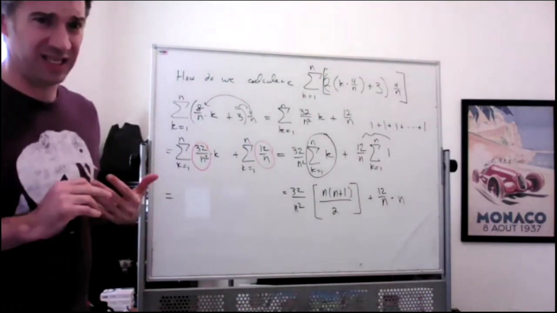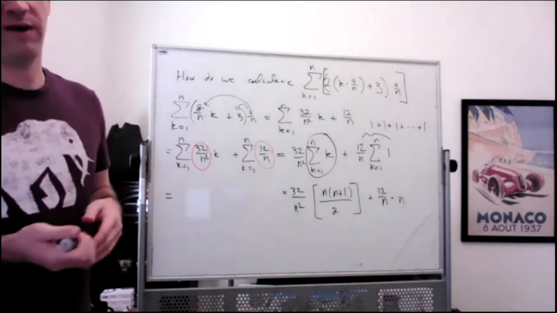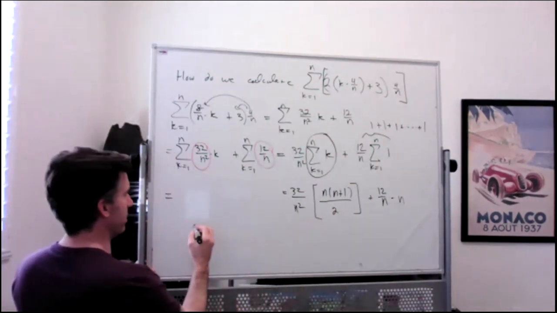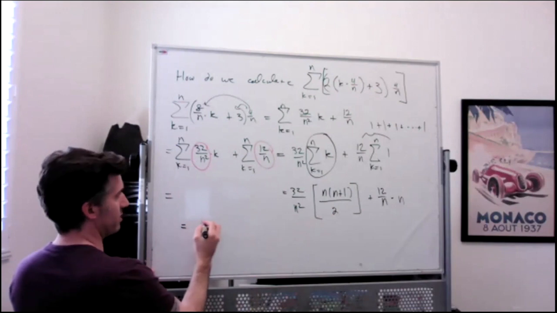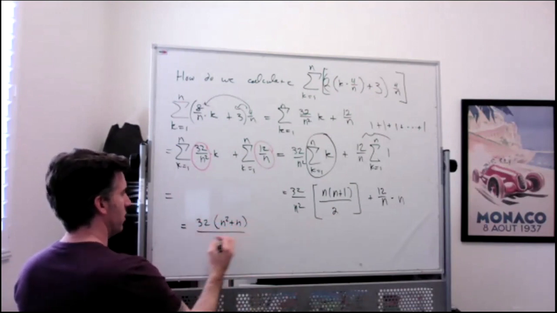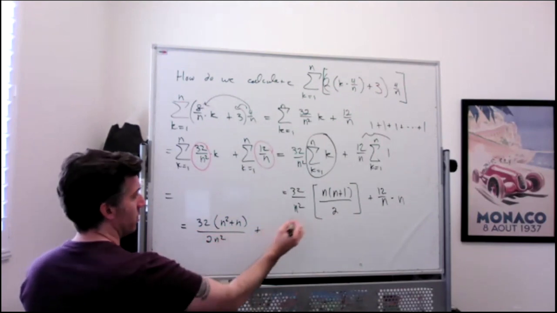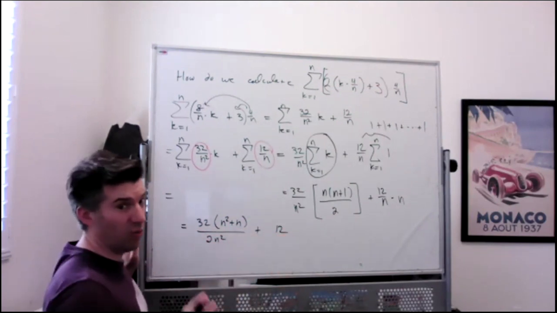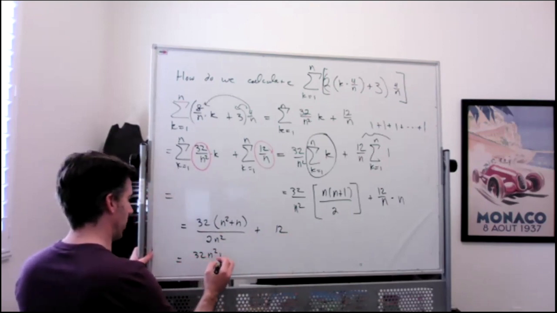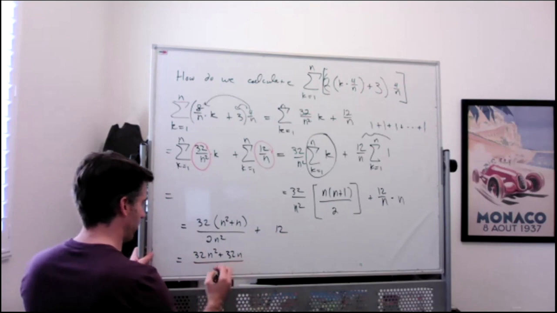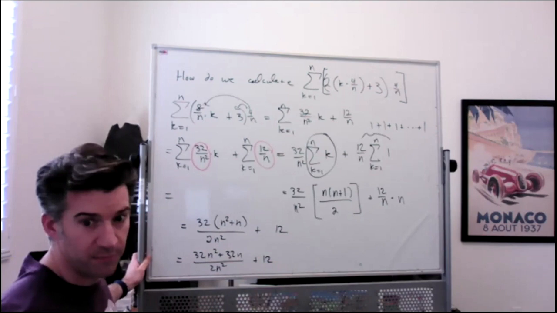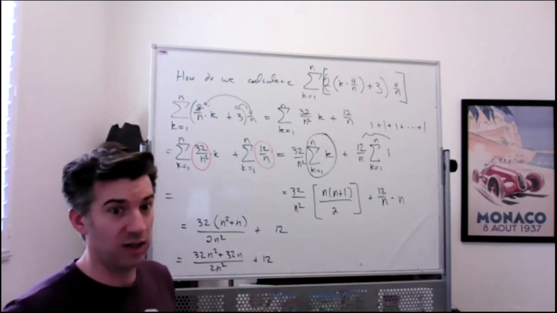All right, and now here's the real truth. I don't really want to simplify this. We could simplify it, but there's not a lot of simplifying to do. If you wanted to, I guess I could write this as 32 times n squared plus n over 2n squared plus 12. I definitely don't want a common denominator. I really just want to leave this as 32n squared plus 32n all over n times 2n squared plus 12. Okay, here is the last question, which is the really important part.